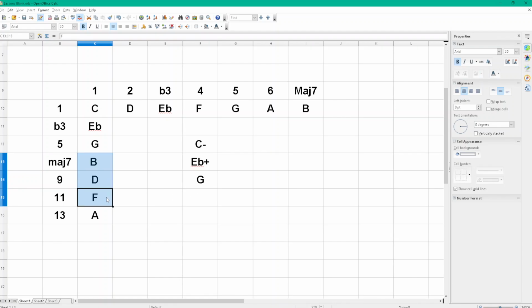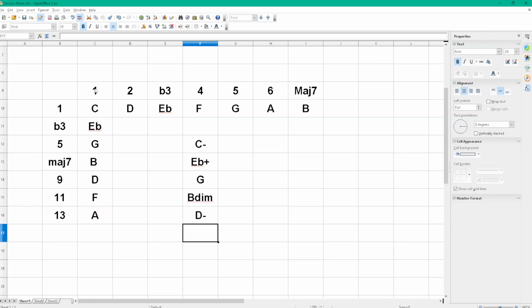Then we can look at B, D, and F, and this is a diminished triad, because from the perspective of B, D is a flat 3, and F is a flat 5. So this is a B diminished. Then we have D, F, and A, and this is a D minor triad. And of course this is 9, 11, and 13, literally the upper structure of a melodic minor arpeggio.